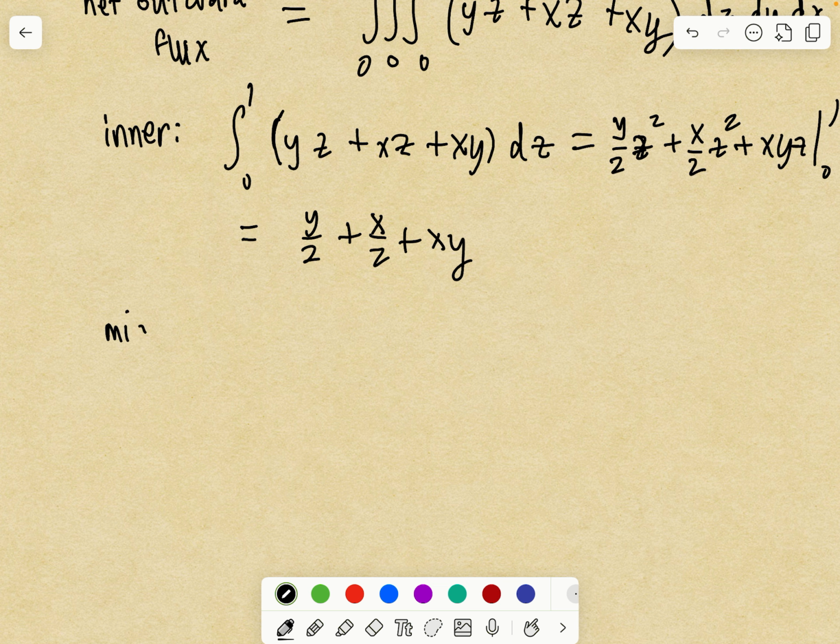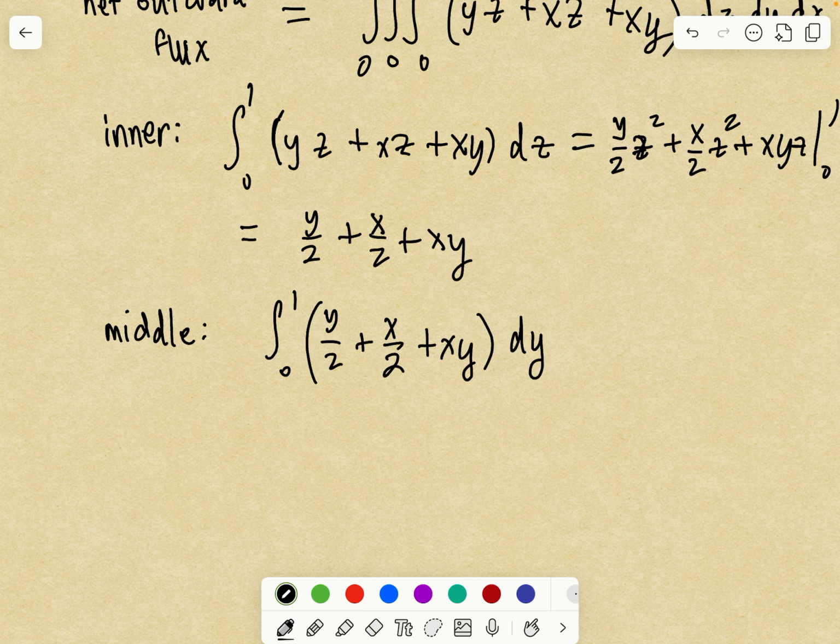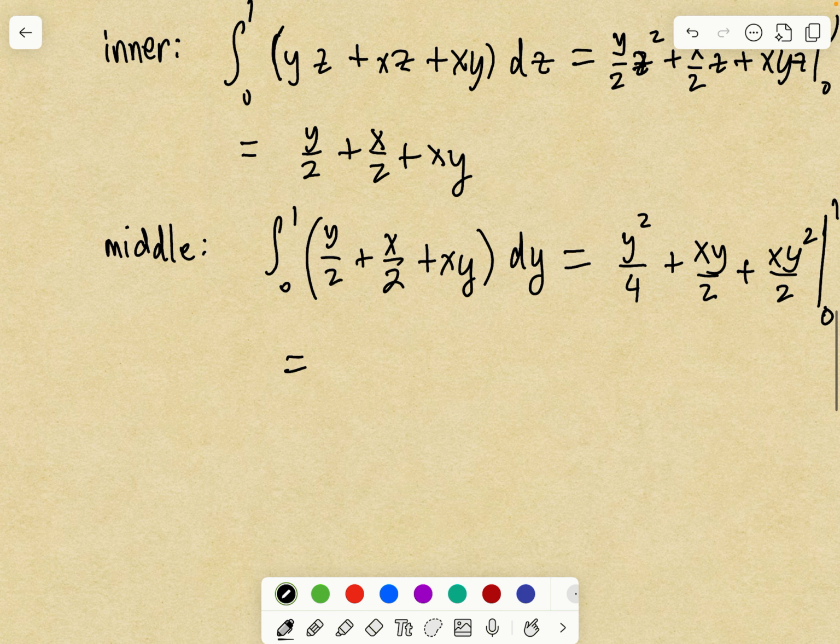Now we do the middle integral. We have to integrate this from 0 to 1 with respect to y. The integral of y over 2 with respect to y is y squared over 4. And then you have xy over 2 and then xy squared over 2 from 0 to 1. And that's going to give you 1/4 plus x over 2 plus x over 2, which is x plus 1/4.